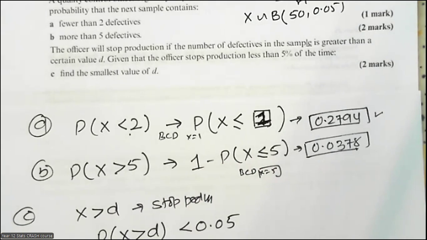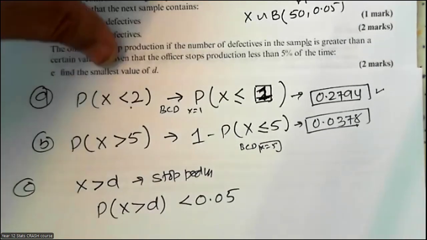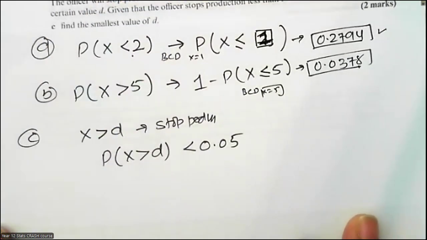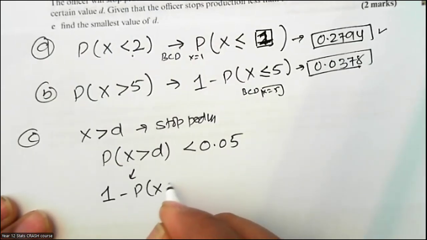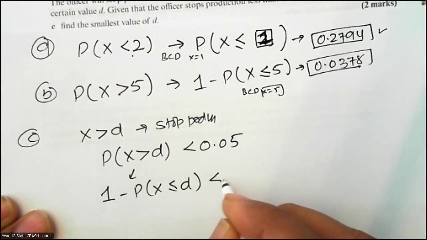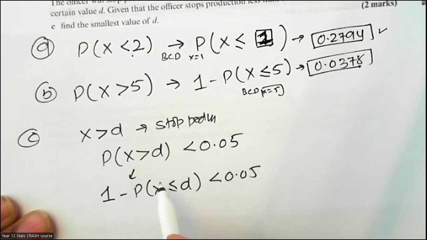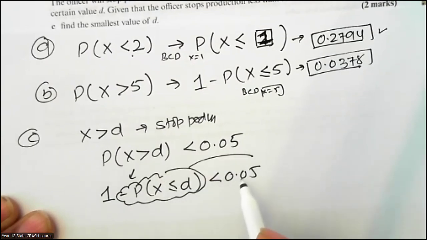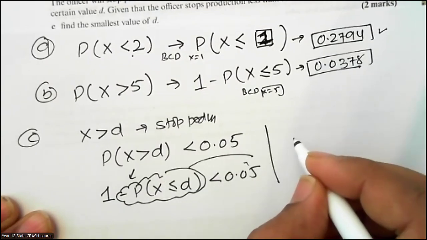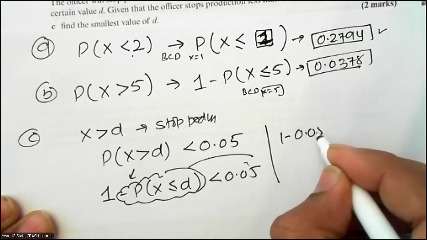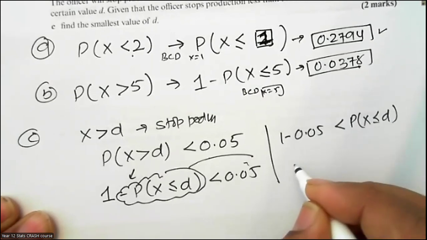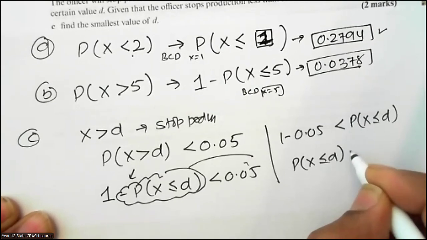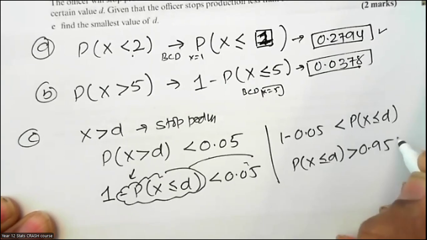Once again, let me rewrite this in the form I would like to look at these questions. This is 1 take away the probability of X less than or equal to D, less than 0.05. Rearrange, take that whole negative thing to the other side and bring the 0.05 to this side, and that should give you 1 take away 0.05 is less than the probability of X less than or equal to D. That means the probability of X less than or equal to D is greater than 0.95.